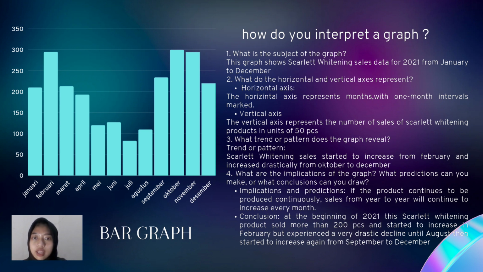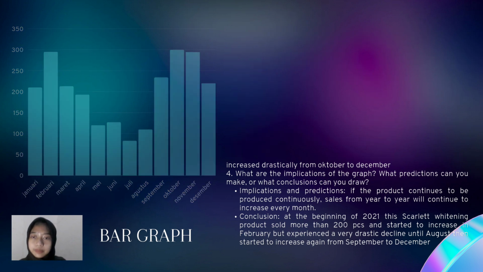Implication and prediction. If the product continues to be produced continuously, sales from year to year will continue to increase every month. And conclusion, at the beginning of 2021, the Scarlett Whitening product sold more than 200 pieces and started to increase in February, but experienced a very drastic decline until August, then started to increase again from September to December.